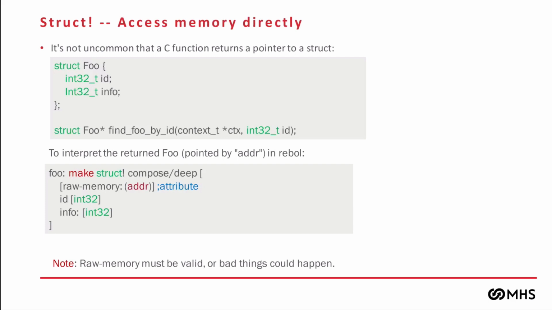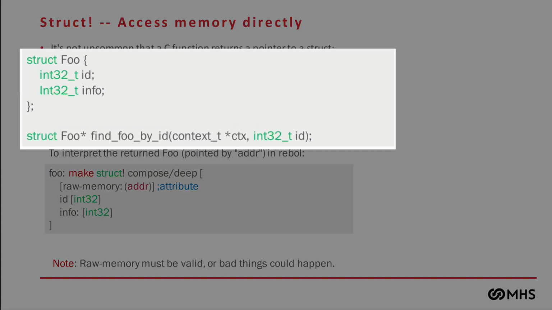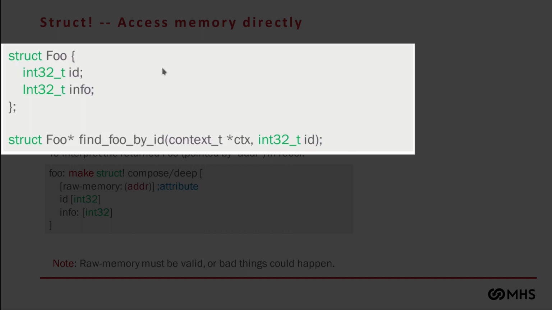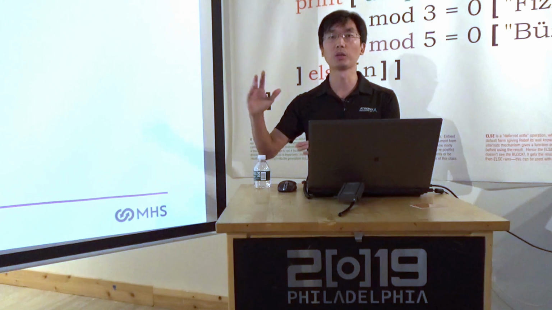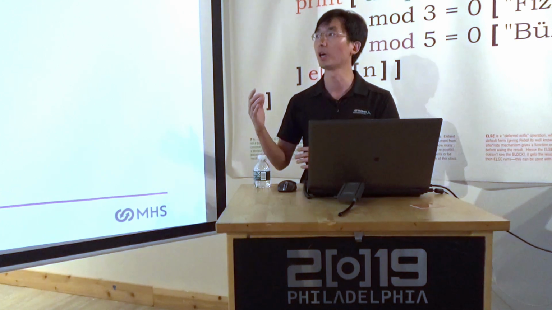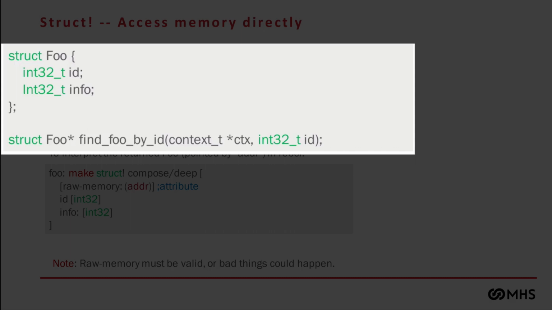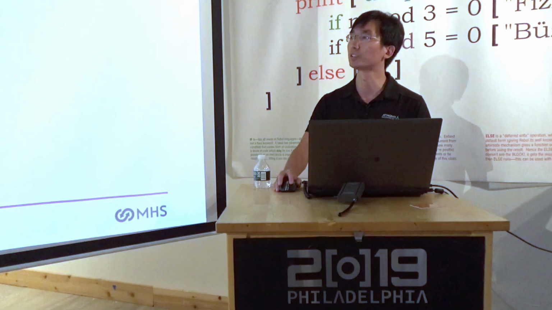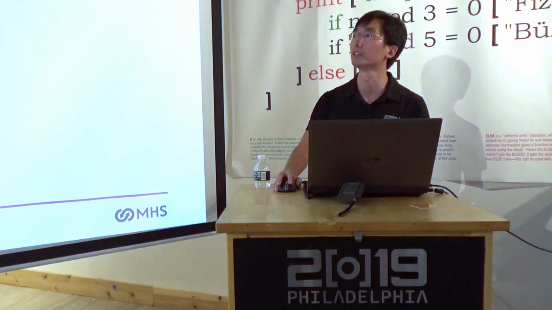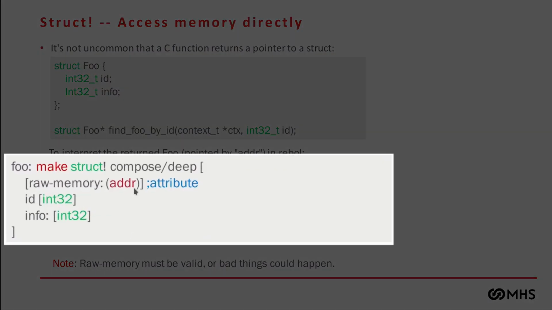And this struct can also be used to access the memory directly. It's very common to have this kind of code in C where you have a struct and you store this thing into a context or into an array or something, then you have a function to find this stuff by some ID or something. And that function will just return a pointer to your stuff. And you need to interpret this pointer. You need to access the field that is pointed to by this pointer.